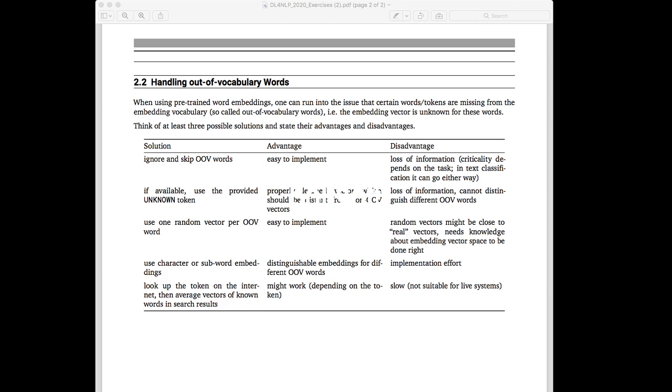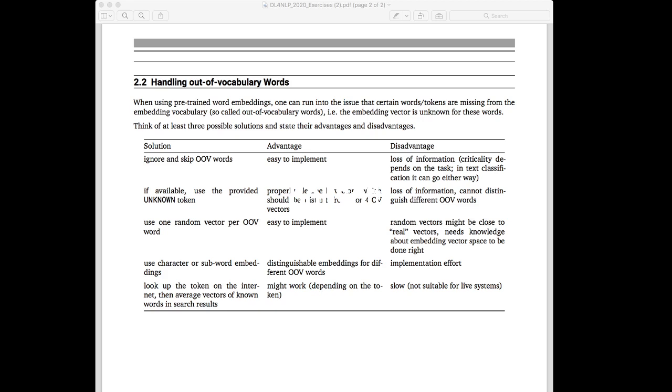The next solution is to introduce an unknown token, but this cannot distinguish different out-of-vocabulary words. Next solution is using one random vector for every out-of-vocabulary word. But the quality of these random vectors could be very different. Next is using character or subword embeddings. This probably is the best solution because the current state-of-the-art BERT-based embeddings use this solution during the training.